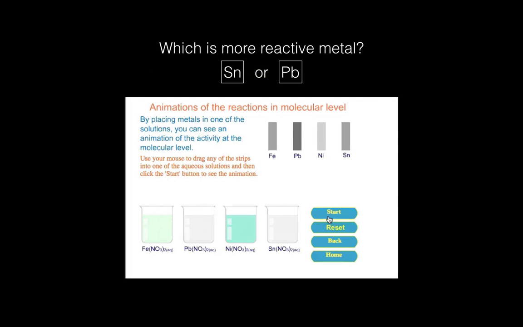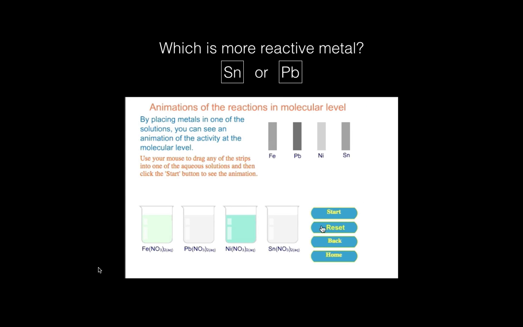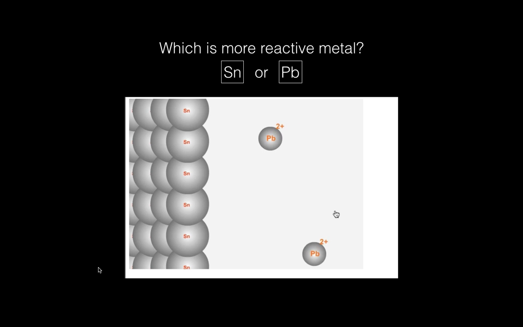So what I want you to do next is predict which is more reactive based off of what you see, just a visual confirmation. So at first I'm going to start off with lead. I'm going to put it in strontium nitrate. And as you can see, there is no reaction. So since there's no reaction, that tells you that lead is not very reactive. Now let's see what happens with strontium when we put it in lead nitrate. Now we have a reaction.